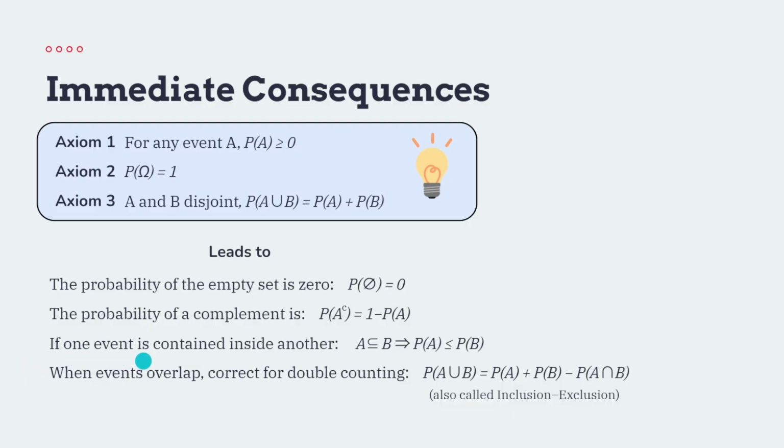If one event is contained inside another, in this case A is a subset of B, then probability of A is less than or equal to probability of B, with the event A being the smaller set.